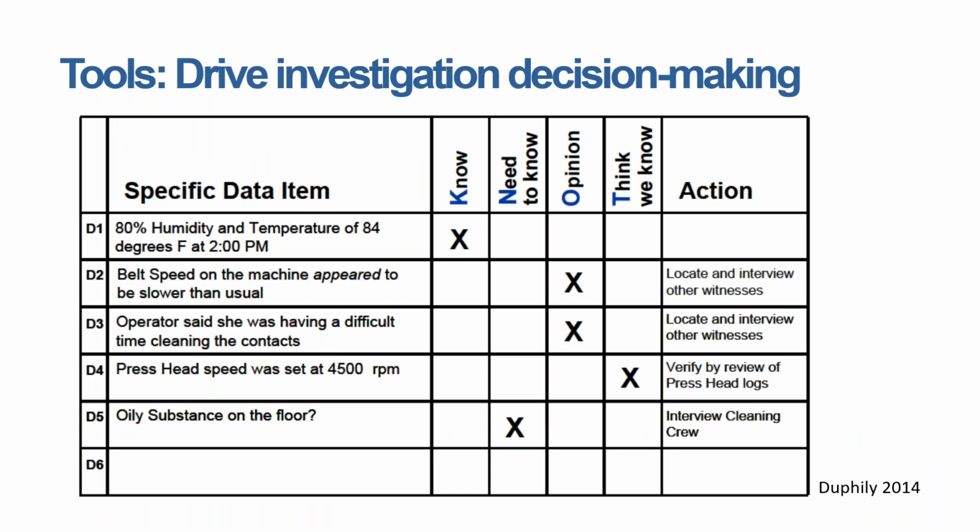Okay, so this is a knot chart, and knot is just an acronym for the data categories: know, need to know, opinion, think we know. So something like this is used to classify evidence and data items throughout the investigation. So you have your data items on the left, and then you can check off how confident you are about the evidence, and then you have any follow-up actions on the right that are needed to improve your confidence in the reliability of the evidence. So something like this is very useful for driving decision making during the investigation.